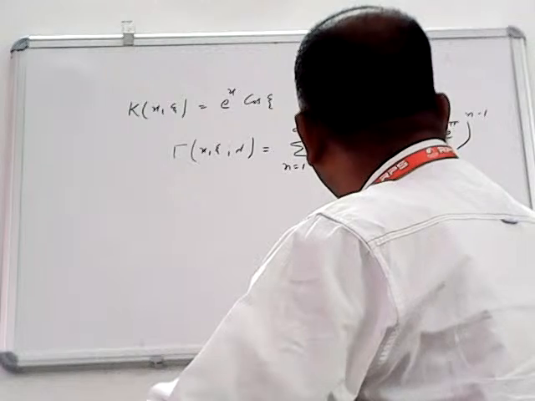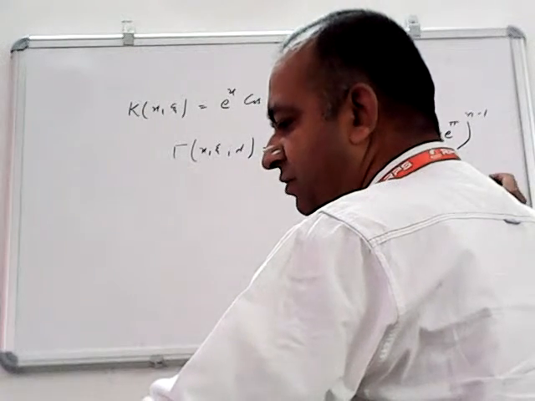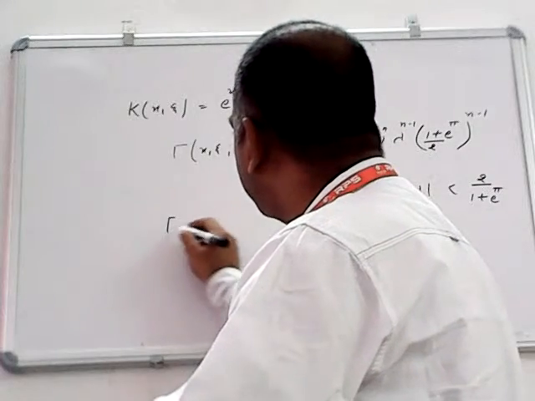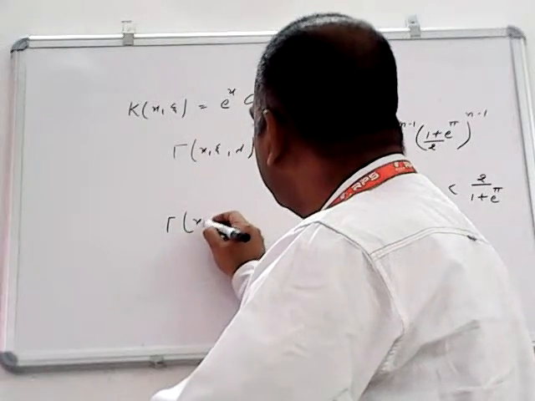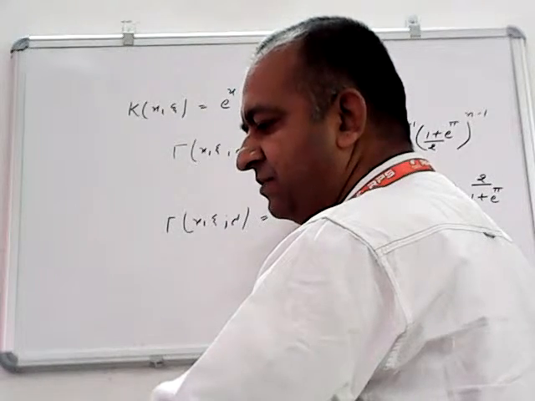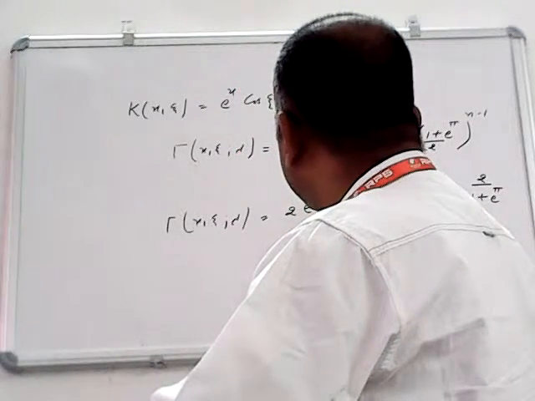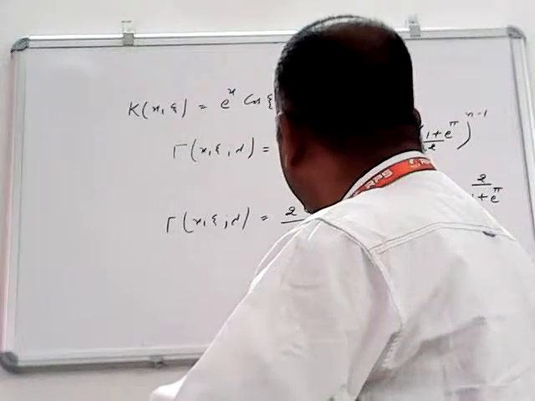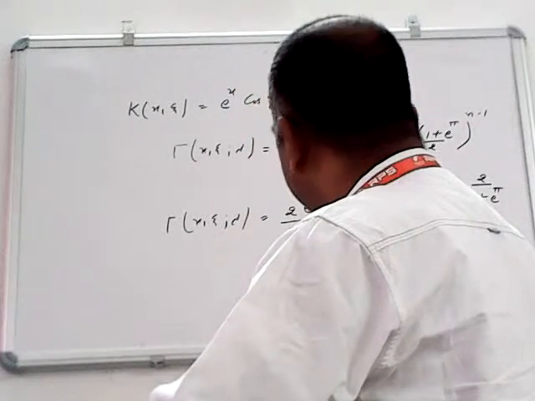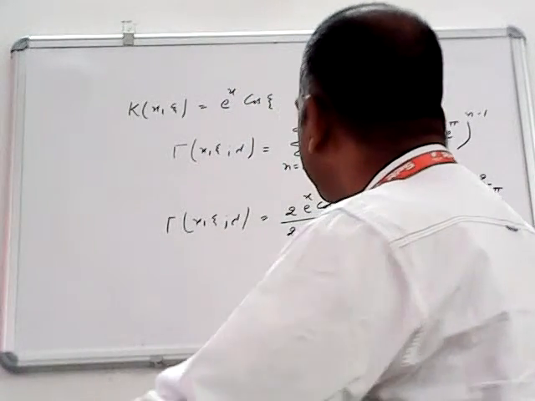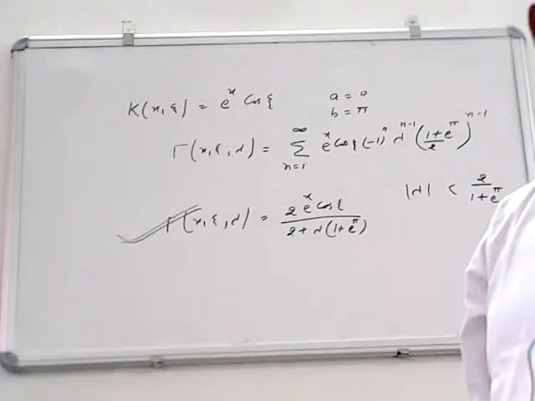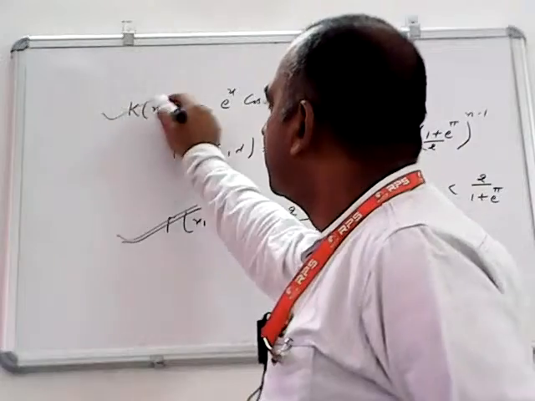And if |λ| is less than 2/(1 + e^π), in this case we will get the resolvent kernel value, that is equal to 2e^(x cos ξ) divided by (2 + λ(1 + e^π)). So this is the answer of the resolvent kernel for this particular kernel.